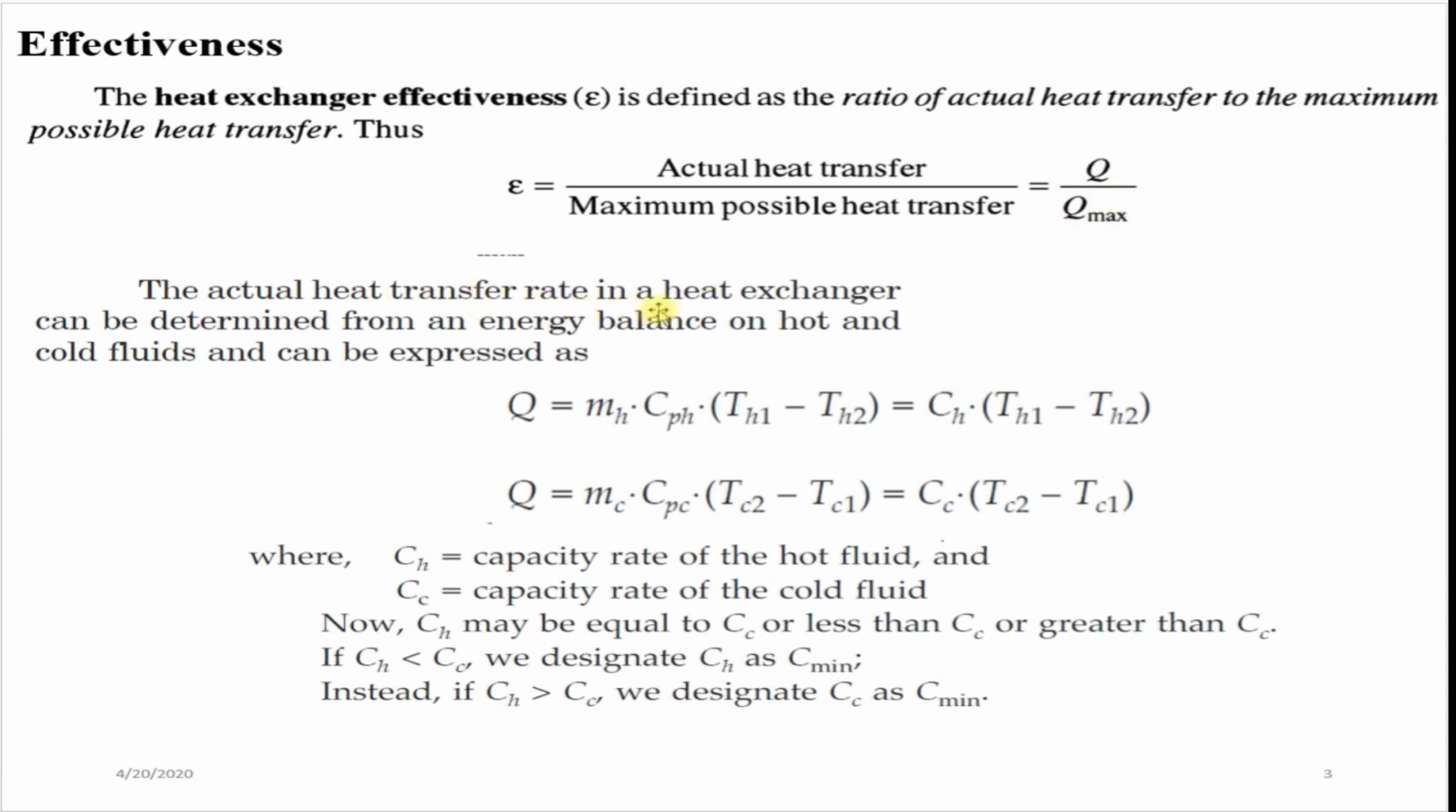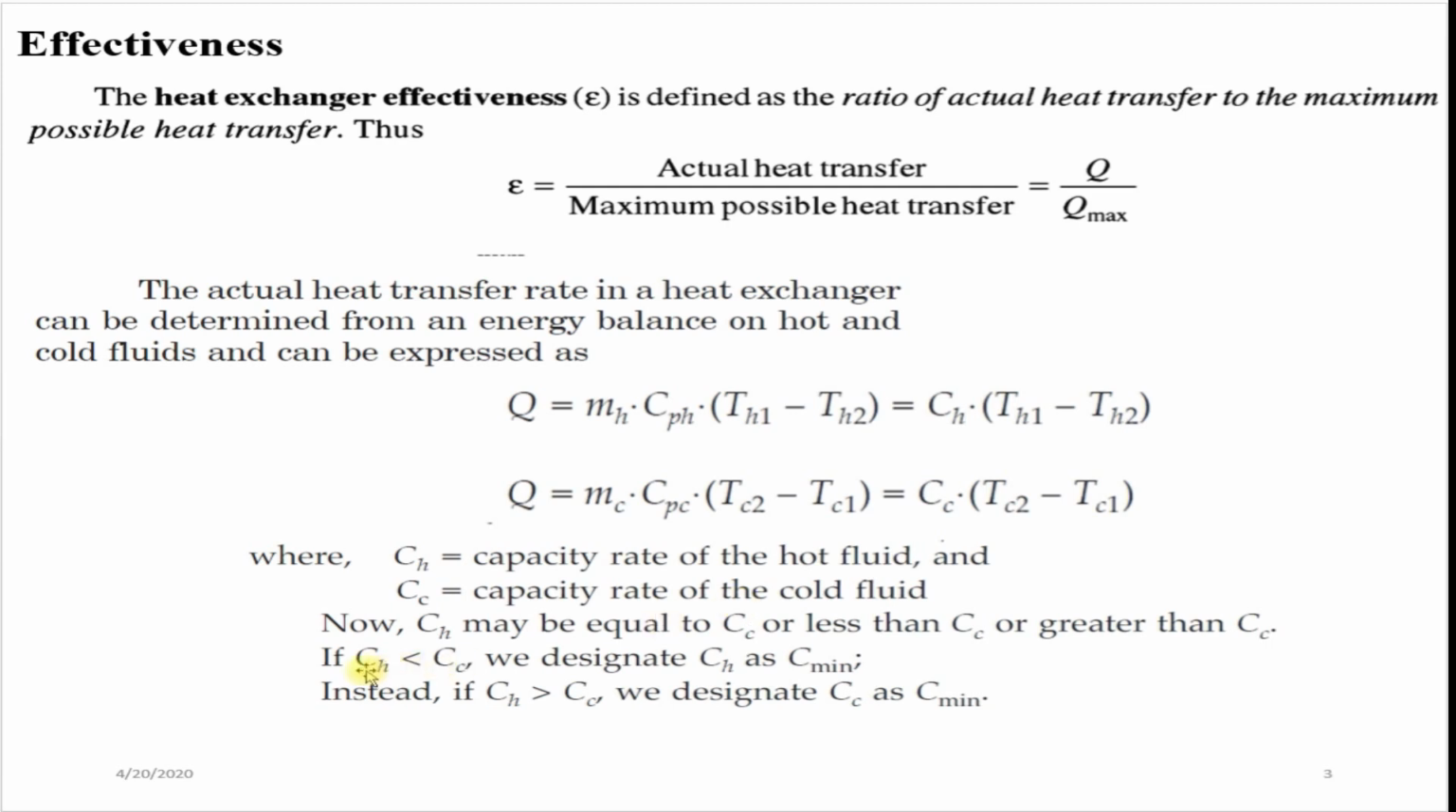So the actual heat transfer rate in a heat exchanger can be determined from the energy balance equation on hot and cold fluids. That is m_h Cp_h (Th1 minus Th2) for the hot fluid. For the cold fluid, m_c Cp_c (Tc2 minus Tc1). The product of mass flow rate and specific heat is nothing but the heat capacity of the hot fluid, that is Ch. The product m_c Cp_c is nothing but Cc. Cc is the capacity rate of the cold fluid, or heat capacity of the cold fluid.